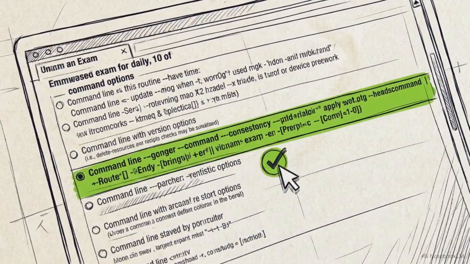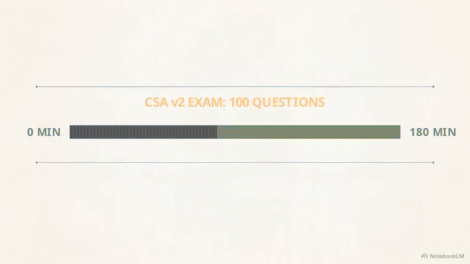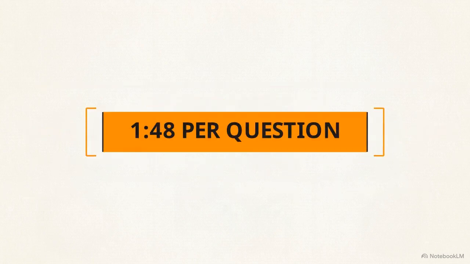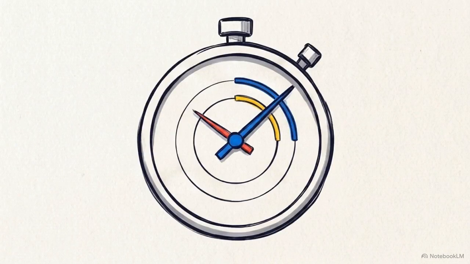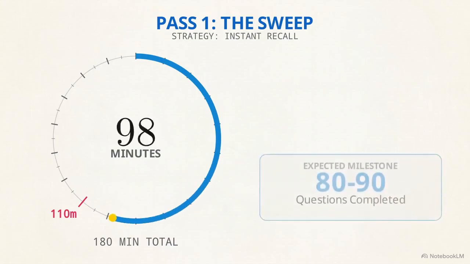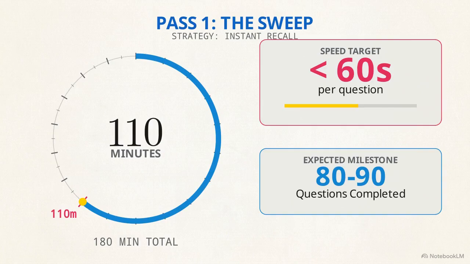With the technical material prepared, you have to manage the active execution of the exam. The 180-minute limit for 100 questions allows for exactly 1 minute and 48 seconds per question. The 3-pass sweep strategy optimizes your point acquisition and prevents you from stalling on difficult questions. Pass 1 is an initial 110-minute sweep for instant recall answers. You should never exceed 60 seconds on a single question during this phase.